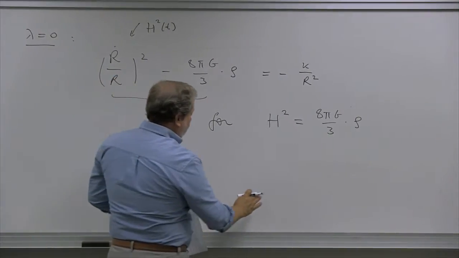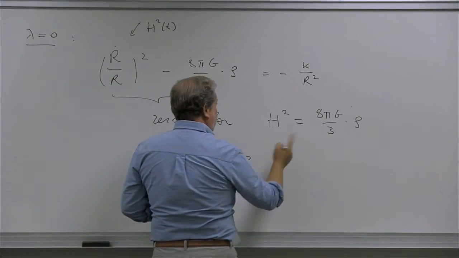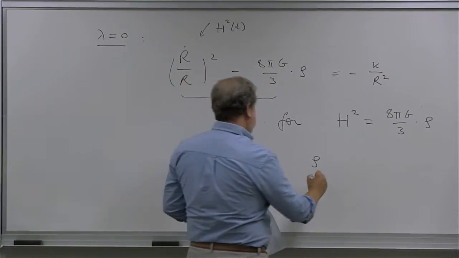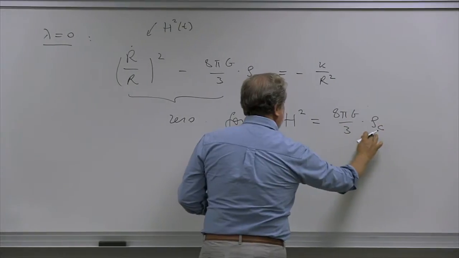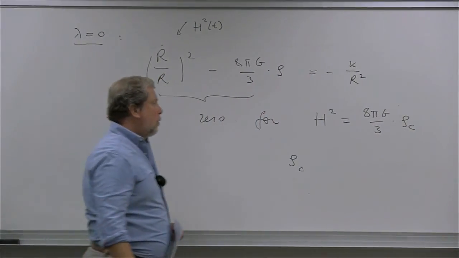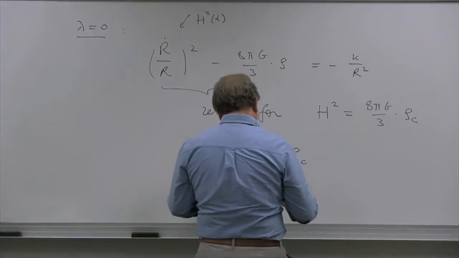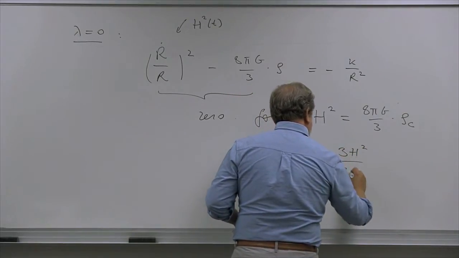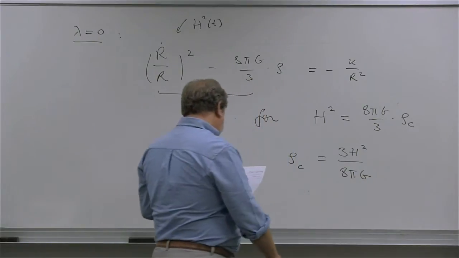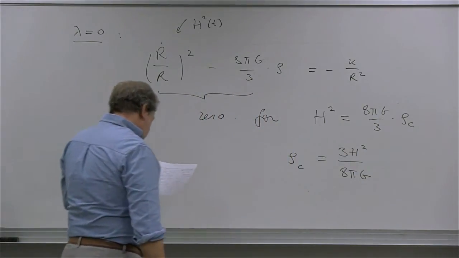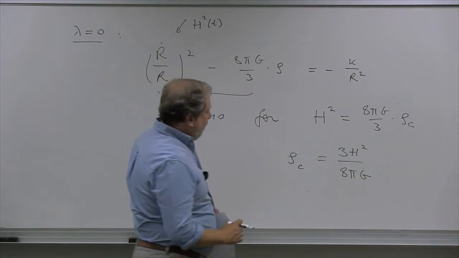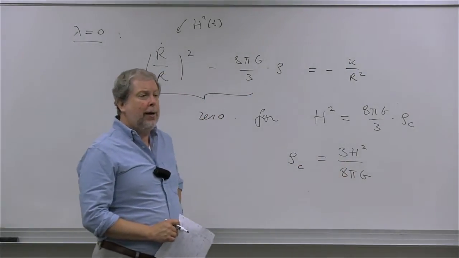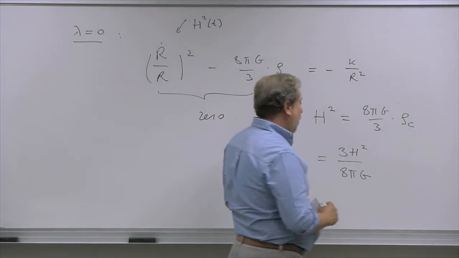And so we can solve this for a specific value of rho, which we call rho critical. So rho critical is equal to 3 times Hubble squared divided by 8 pi G. And that is again a quantity that depends on H and therefore depends on the time.